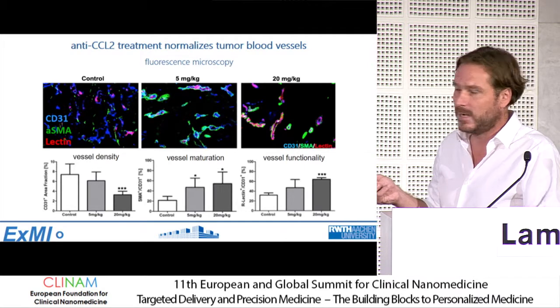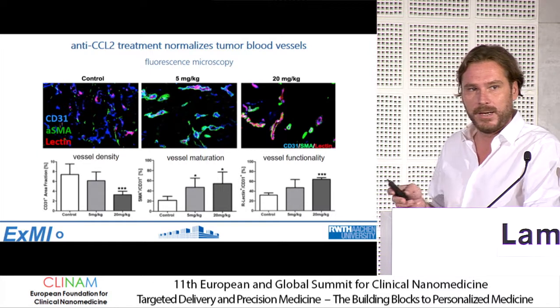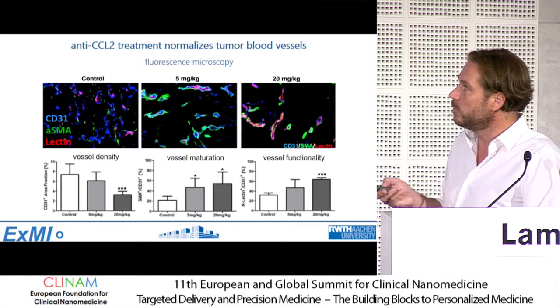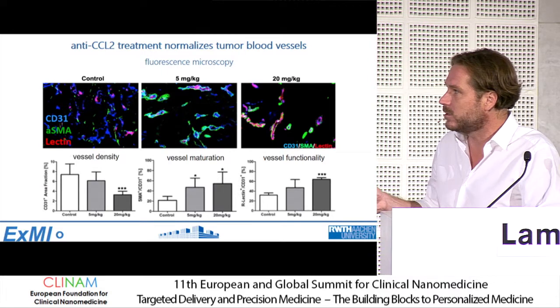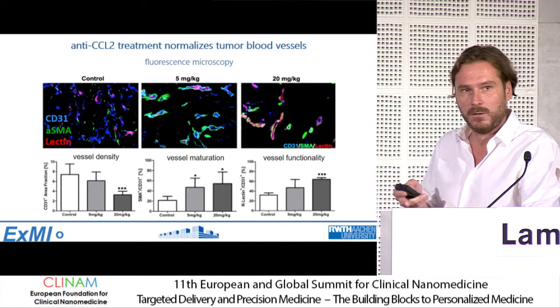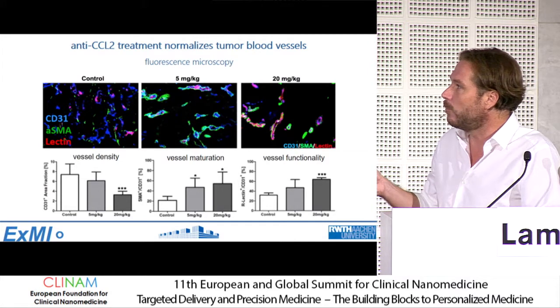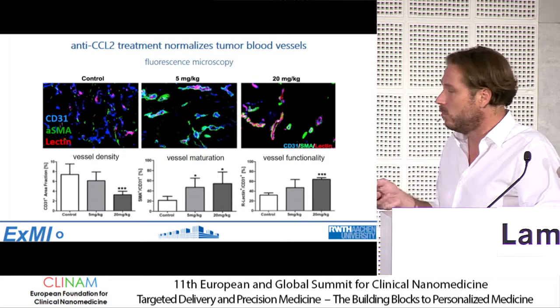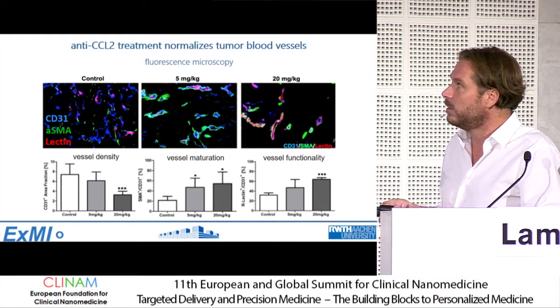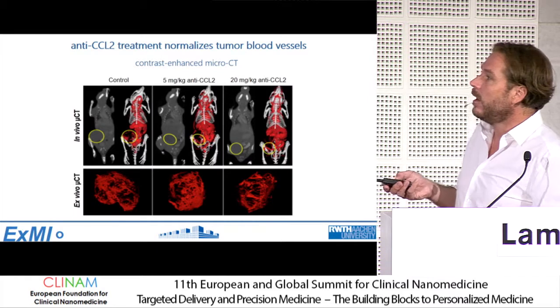And for that purpose, we use lectin. So we inject a rhodamine-labeled lectin that only stains perfused blood vessels. And what you see there is that actually going from 30 to 40% of perfused blood vessels in a control 4T1 tumor, we can go to approximately 70% of perfused blood vessels in a primed tumor. So this really enhances perfusion of tumors. This is also shown here.